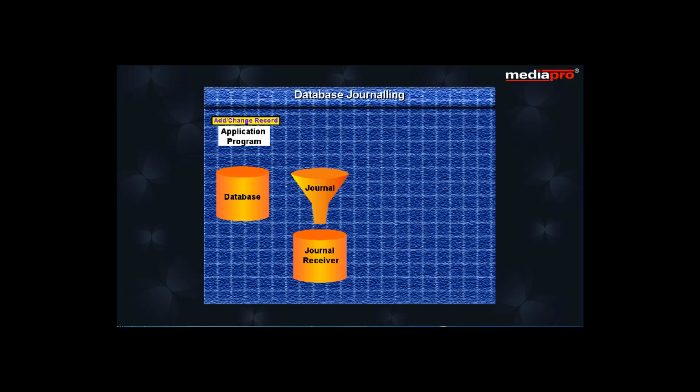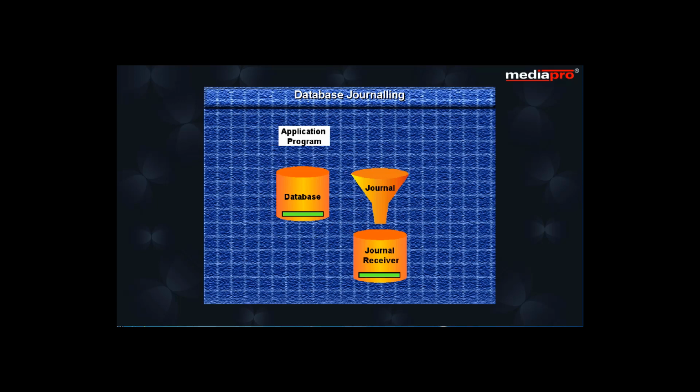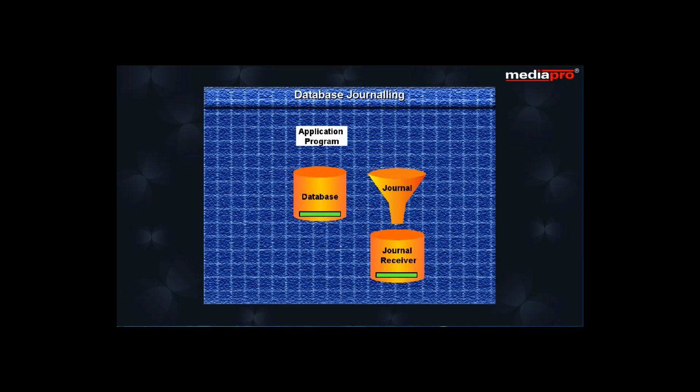Journal entries are always written to the auxiliary storage before the change is made to the database record. If a failure occurs, you can make use of the OS400 Journal Management Facility to restore the database. The sequence of operation would be as follows.